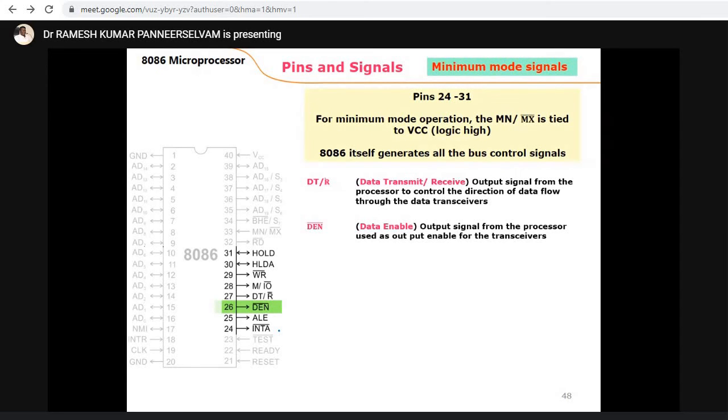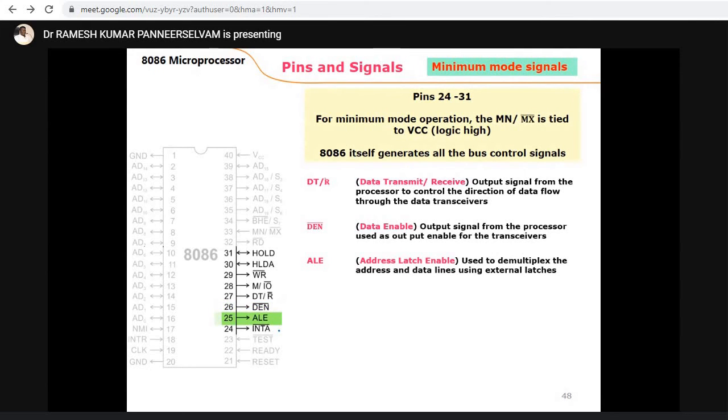When a signal comes out from the processor to connected peripherals, it is called an output signal. Some signals go into the processor, and some go both in and out, which is bidirectional. If you look at the data bus, it is a bidirectional bus. So you can understand the difference here. Got it? Data enable is an output signal from the processor, used as an output enable for the receiver to perform transmit and receive operations.